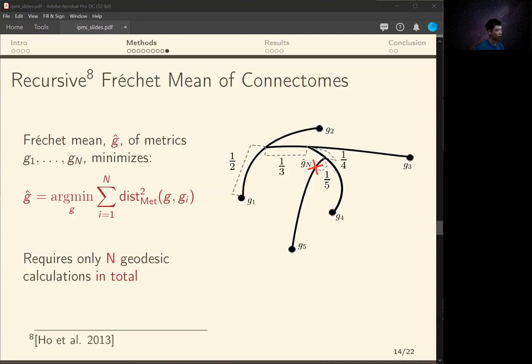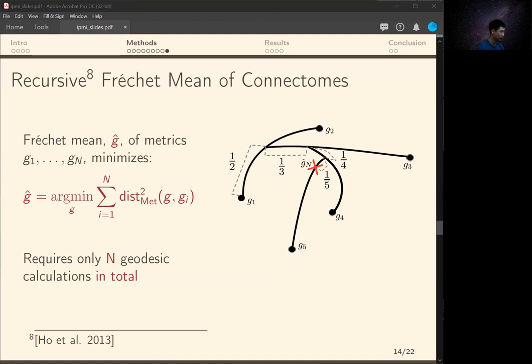So here's how we recursively compute the Fletcher mean of the connectomes, given five connectomes. The first step is to take the halfway point of the geodesic between G1 and G2. Then, starting from this middle point, we find the geodesic between it and G3, and we go one third along the geodesic to find the next Fletcher mean. Starting from this Fletcher mean, we step one fourth along the geodesic between it and G4, and we keep doing this, which gives us the final estimation of the Fletcher mean of all five metrics.